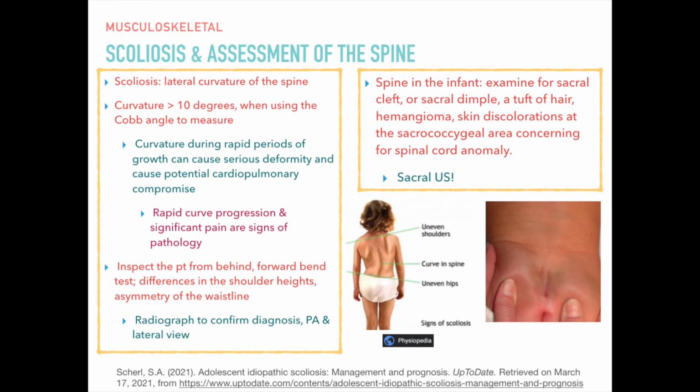Okay, so leaving the genitourinary and onto musculoskeletal. And this first slide here is dedicated to assessment of the spine. So scoliosis is a lateral curvature of the spine, and it's defined by greater than 10 degrees when using the Cobb angle. Curvature during rapid periods of growth are going to be a big concern because this can cause serious and permanent deformity. Rapid curve progression and significant pain are signs of pathology.